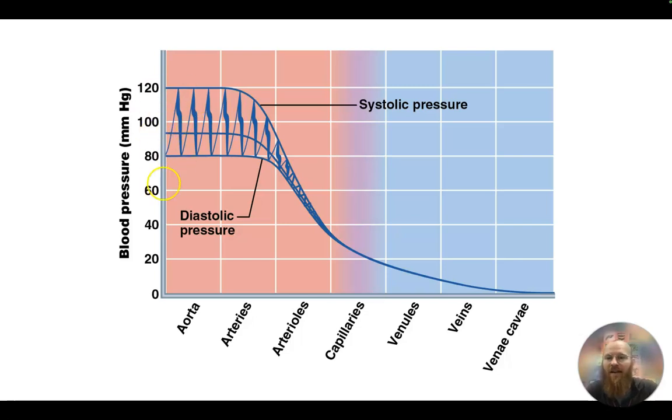So you can see here that at the aorta, just as the blood is being pushed out of that left ventricle, the blood pressure is relatively high. But as you get further and further away into those arteries, arterioles, capillaries, so on and so forth, until you get back to the heart as deoxygenated blood, you can see that pressure is almost non-existent by the end.